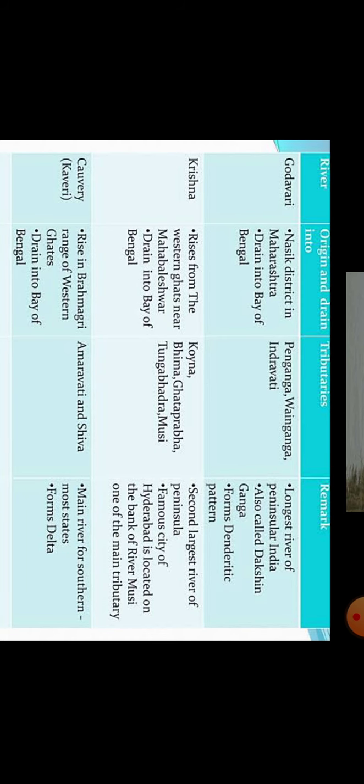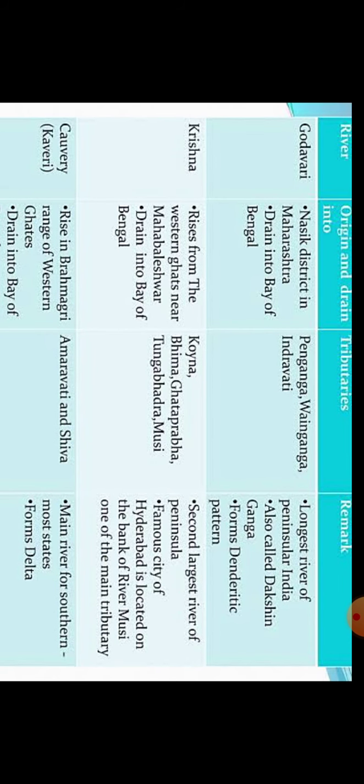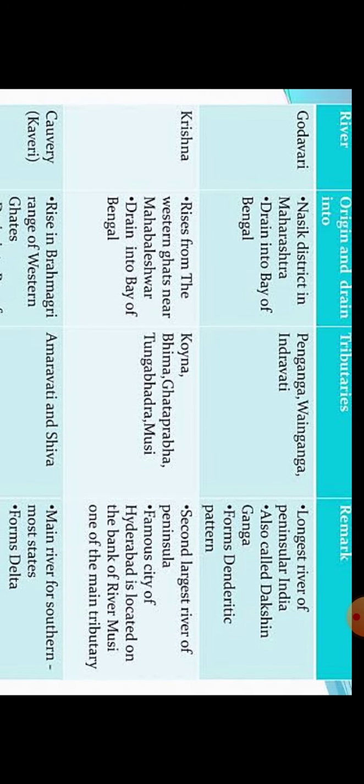Note down each and every point here: the tributaries, origin place and also remarks. Godavari originates in Nasik district in Maharashtra and drains into the Bay of Bengal. Tributaries: Penganga, Wainganga and Indravati. Remark: longest river of peninsular India, Godavari, also called Dakshina Ganga. Which is called Dakshina Ganga? Godavari. Which is the longest river in peninsular India? Godavari. And it forms a dendritic pattern.